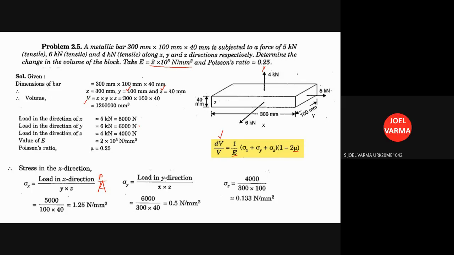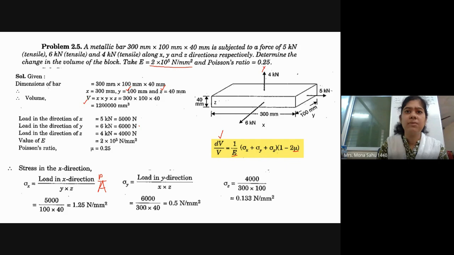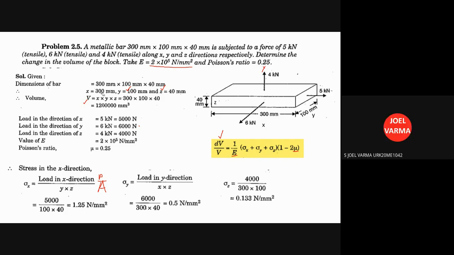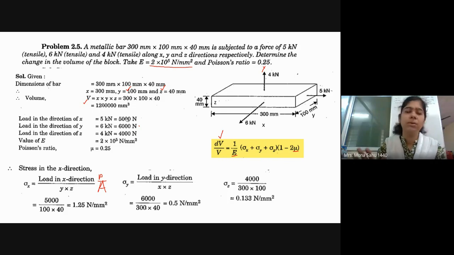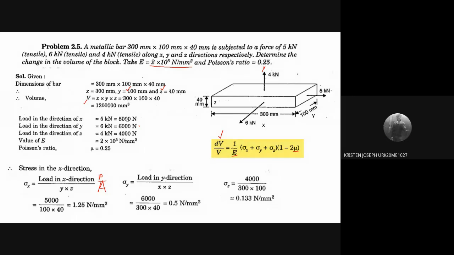Excuse me, ma'am. Yes, Joel. Ma'am, should we convert into meters? It's in millimeters. Everything is in Newton per millimeter square, ma'am. Should we convert into meters? No need to convert. Why do we convert? Because all the units should be the same. If all the units in the question are the same, there is no need to convert anything.